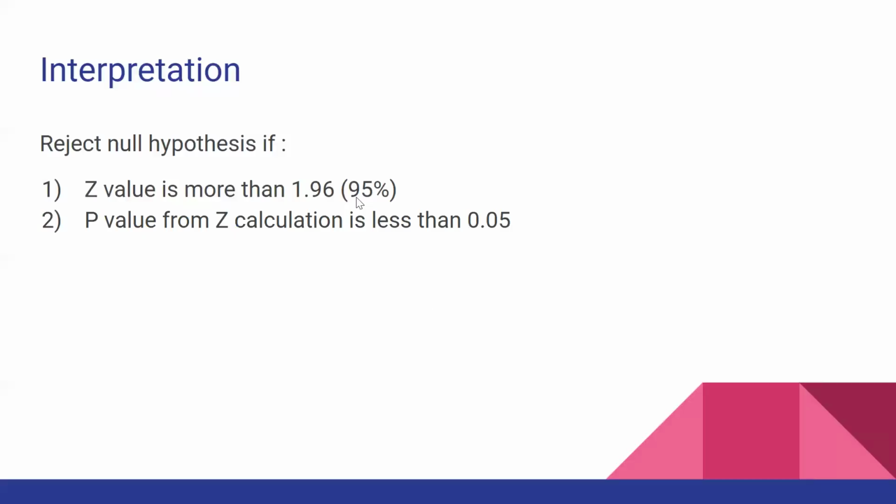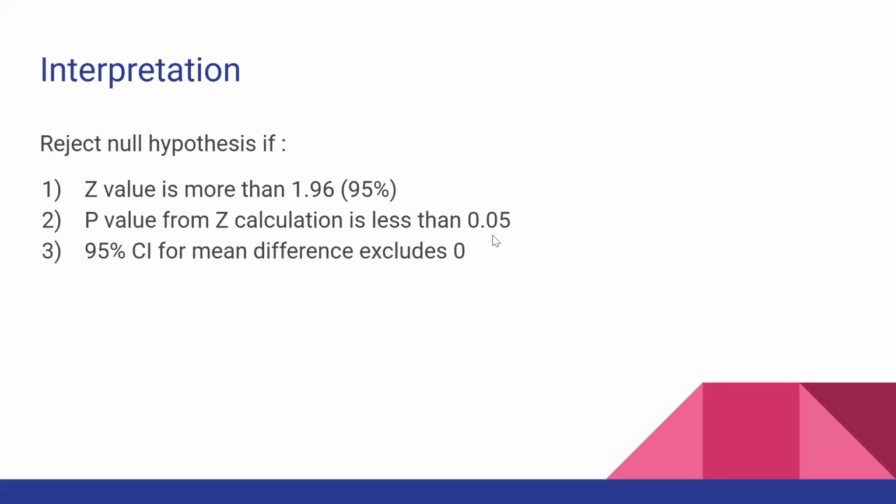The next thing is if your p-value from your Z calculation is less than 0.05, you reject your null hypothesis. Your p-value is calculated using a table. Since you're not going to have the table, you just use the Z value. But if you have a table, you can also go ahead and calculate the p-value. And if it's less than 0.05, that's when you're rejecting a null hypothesis.